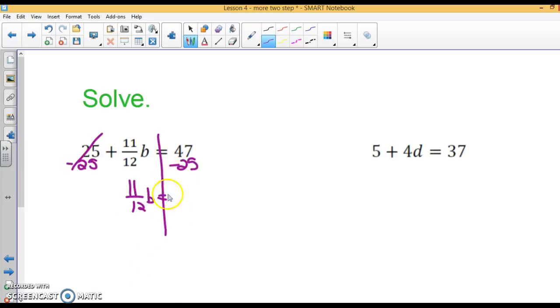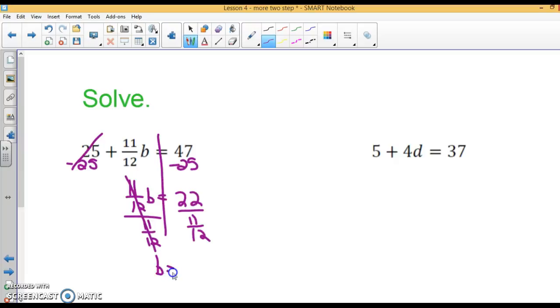47 minus 25 is what? 22. Now, there are two ways to go from here. This is 11/12b. That means we're multiplying by 11/12. So what's the opposite of multiplying by 11/12? Dividing by 11/12. So 11/12 divided by 11/12 is 1.